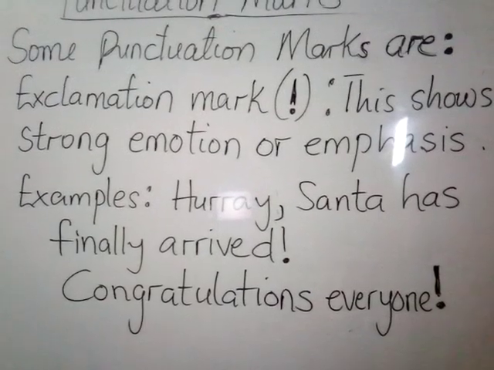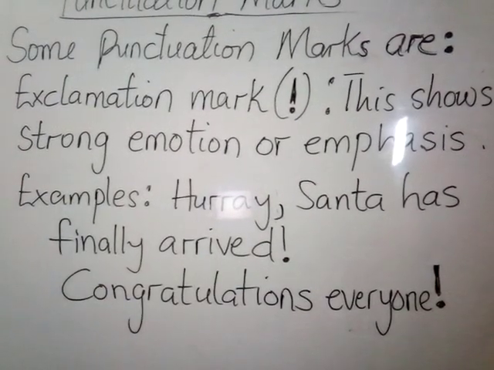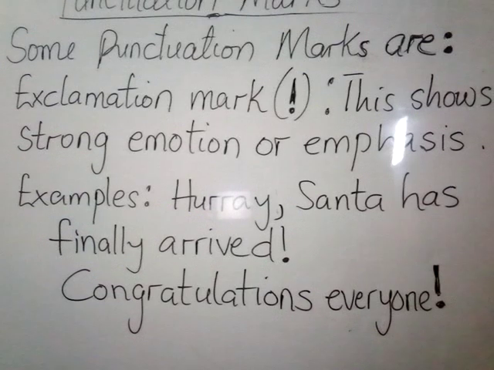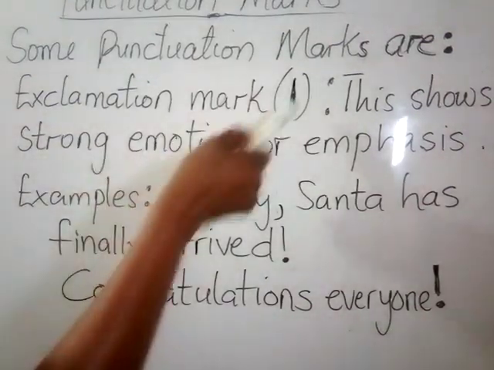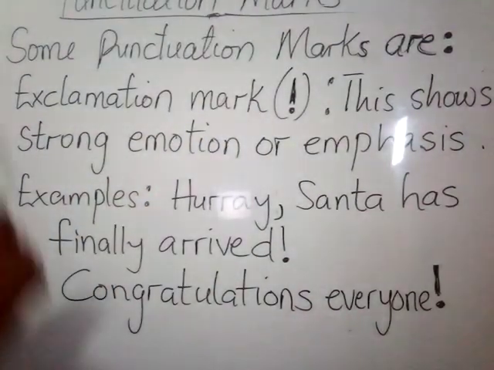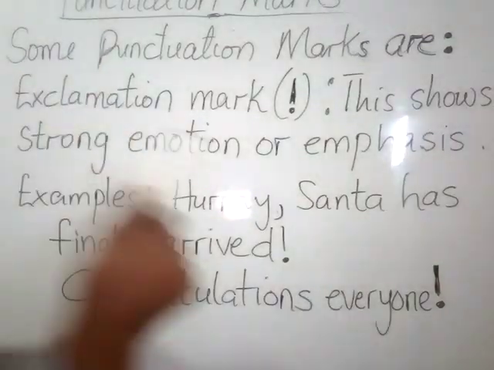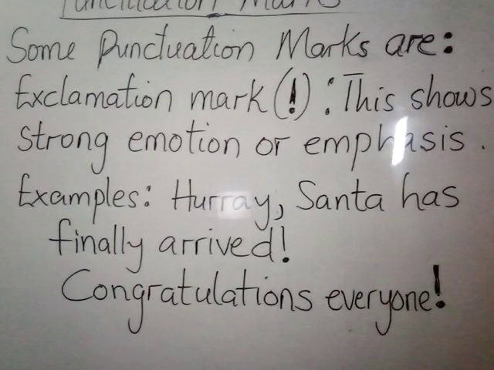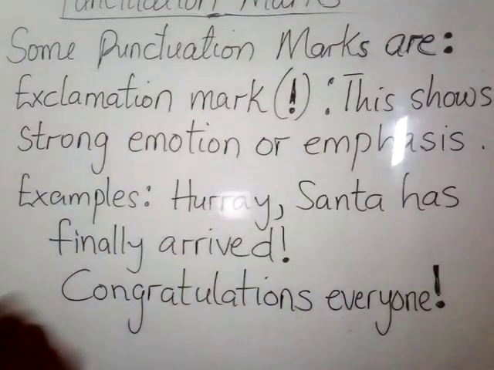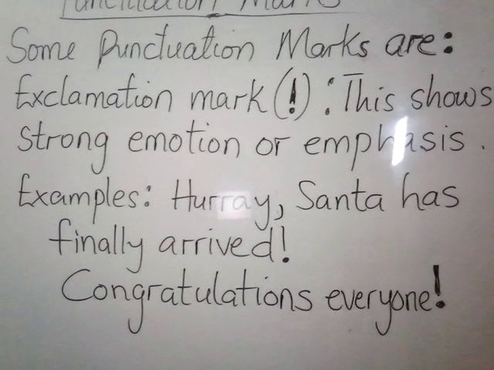So the next example of punctuation mark we're looking at is exclamation mark. Exclamation mark is written like this. It's like the number 1 but with a dot at the bottom, and it is used to show strong emotion or emphasis. When words are spoken with strong emotions, you use exclamation mark, or it's also used to show emphasis when you're trying to really bring attention on a particular thing.